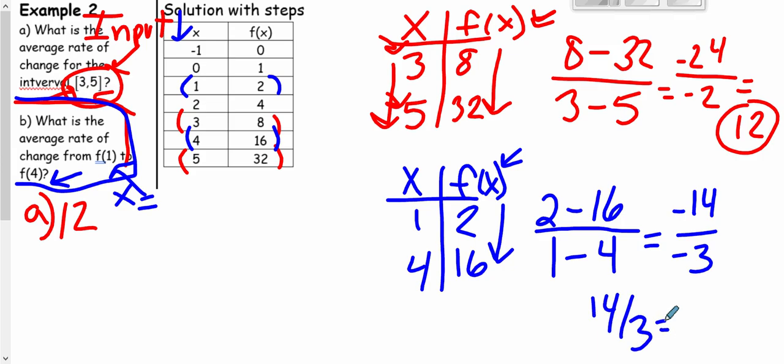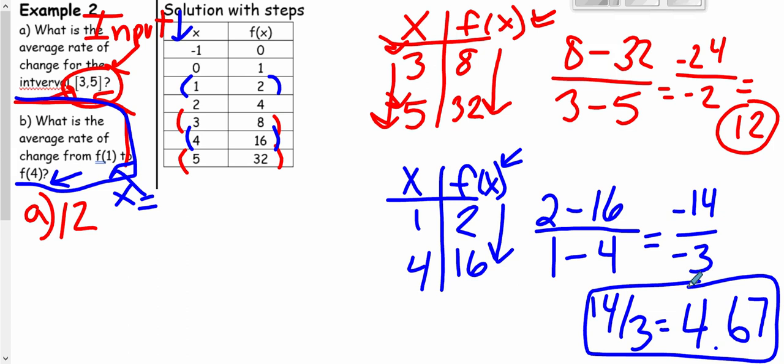You could also make that a fraction. I'm sorry, it is a fraction. You can make it a decimal. So that would be 4. I'm going to round to the nearest hundredth, so 4.67. So either one of those would be acceptable. Well, let's try the next one.